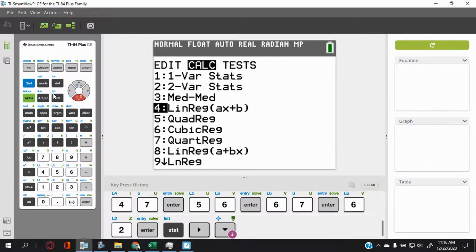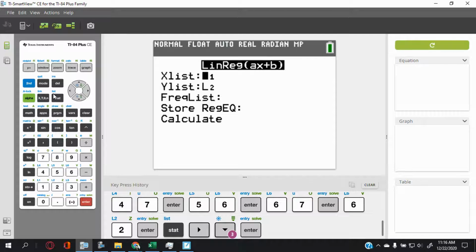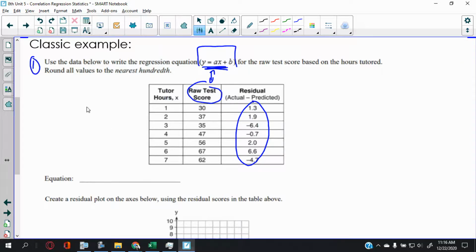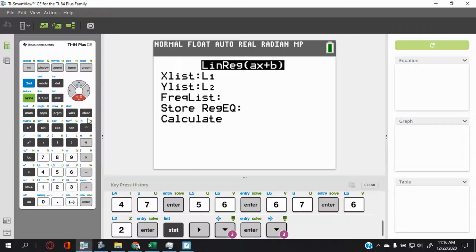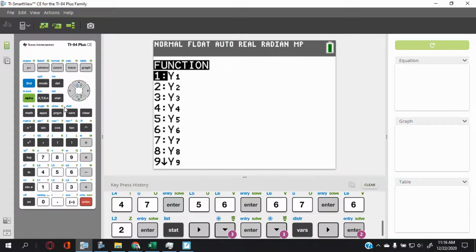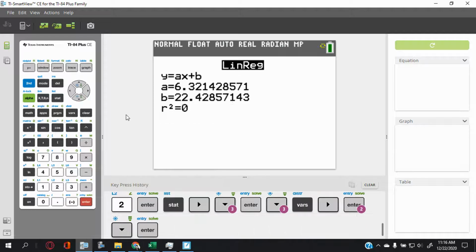So we're going to go to stat. I'm going to get the choice for LinReg, ax plus b. I'm going to get the equation also, because isn't that one of the questions? Yeah, they want the equation. You know what? Let's give them the equation first. Vars, Y-vars, function Y1, calculate. So let's give them the equation.